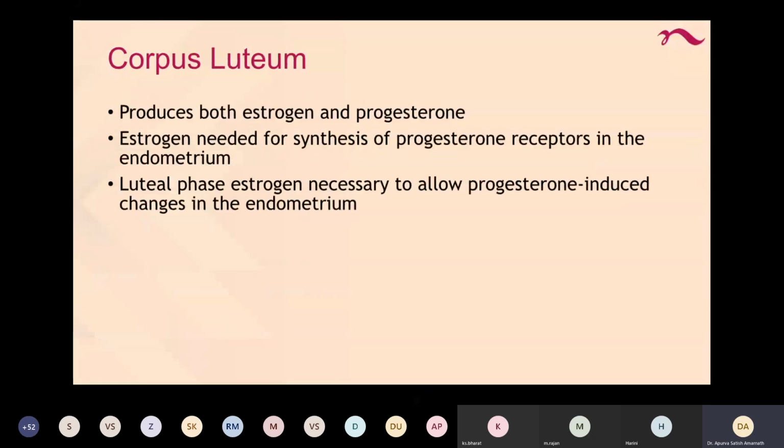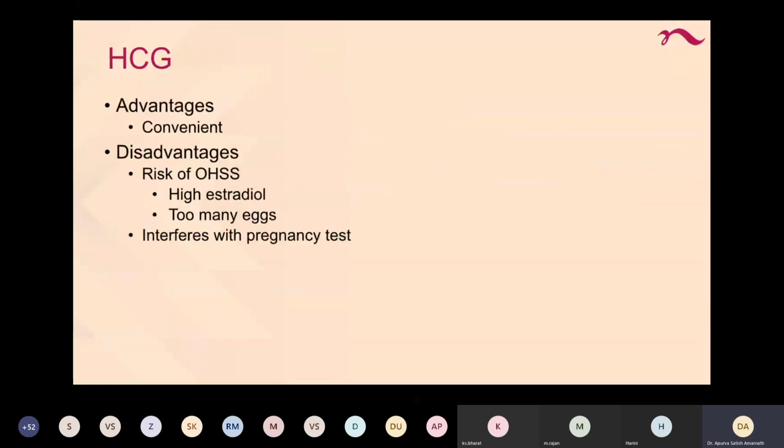So the advantage of use of HCG is that it is convenient. It just has to be given every couple of days. The disadvantage is, especially in women with high risk of OHSS who have a lot of eggs and high estradiol, it would worsen the symptoms. And it also interferes with the pregnancy test, because in a patient who's taking HCG every 3 to 4 days, a urine pregnancy test or a beta HCG will come positive.